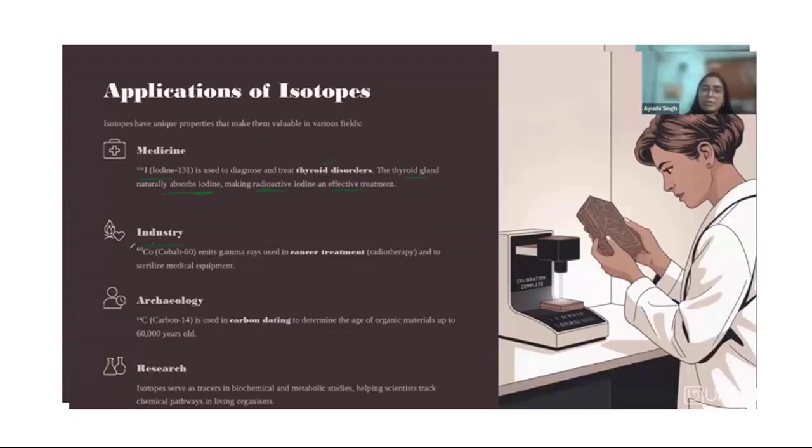Industries use cobalt 60 a lot, because it emits gamma rays that are used to treat cancer. All the radiotherapy you might have heard about uses this element, which emits gamma rays and helps in treating the cancer condition.